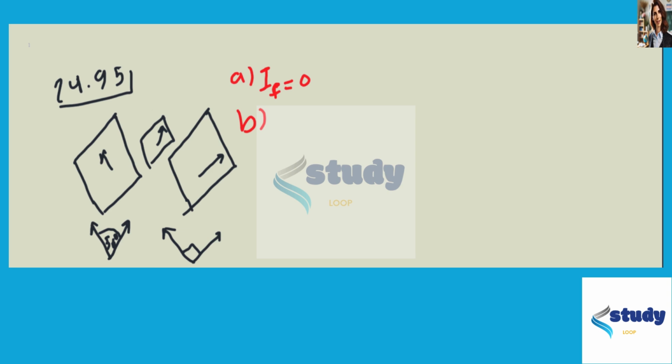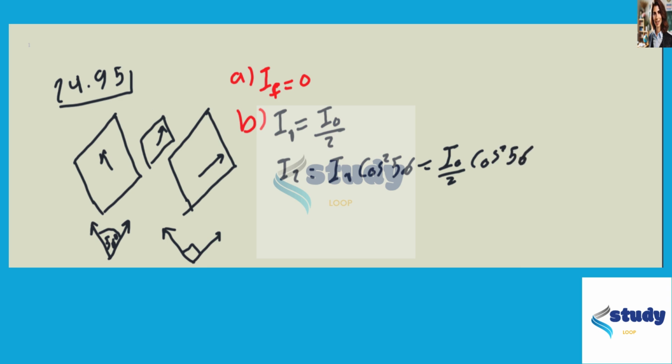As I said, after the first polarizer, the intensity I1 will be just half of I naught because the light was unpolarized. Then after the second polarizer, I2 will be I1 times cosine squared 56, which is I naught over 2 times cosine squared 56. Now the light, after it goes through the second polarizer, will be polarized in the same direction as the optical axis of the second polarizer.